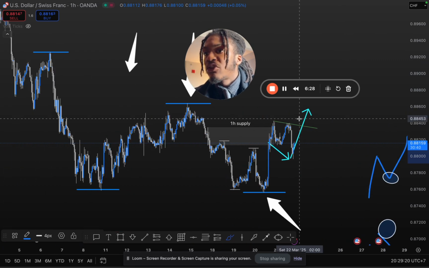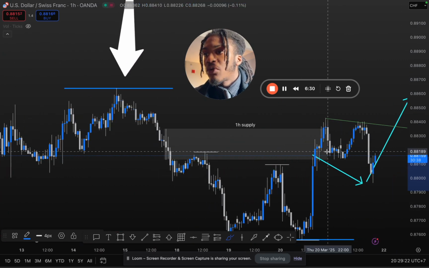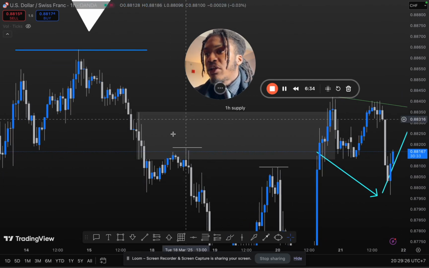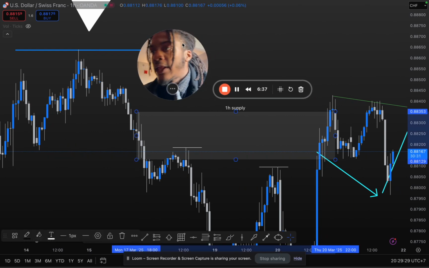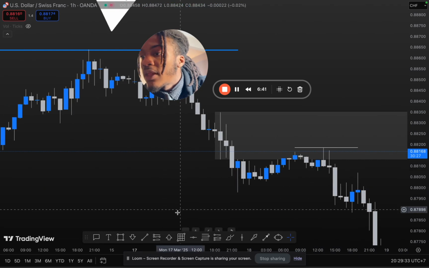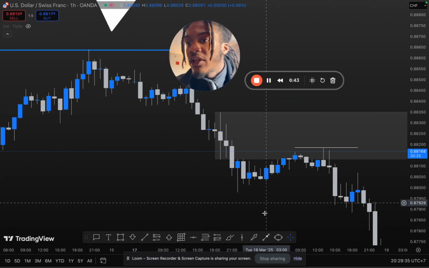So the trend was bearish, and here's what I noticed. I had a 1 hour supply zone, and I'll go ahead and give away this type of supply zone because I don't trade this as much as my other supply zones. I want to give you guys something. So here's what one of my supply setups looks like. For one of my supply setups, I trade this.